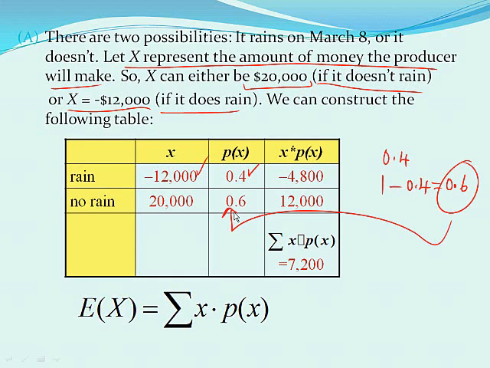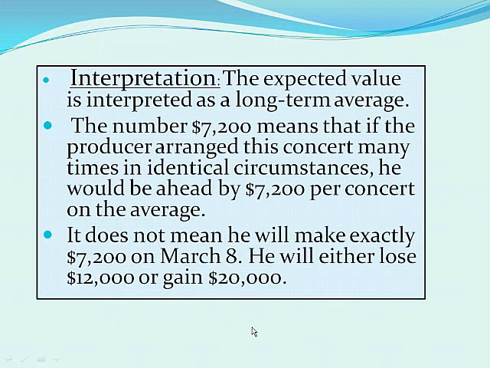To calculate the expected value, we multiply the probabilities and the values of the random variable, and add them together. So we will get the column sum here as sigma x multiplied with p(x), that will be 7,200. The expected value is interpreted as a long-term average. The number 7,200 means that if the producer arranged this concert many times in identical circumstances, he would be ahead by $7,200 per concert on the average.